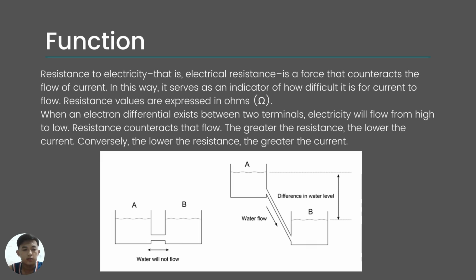Function of resistance. Resistance to electricity, that is electrical resistance, is a force that counteracts the flow of current. In this way, it serves as an indicator of how difficult it is for current to flow. Resistance values are expressed also in ohms.